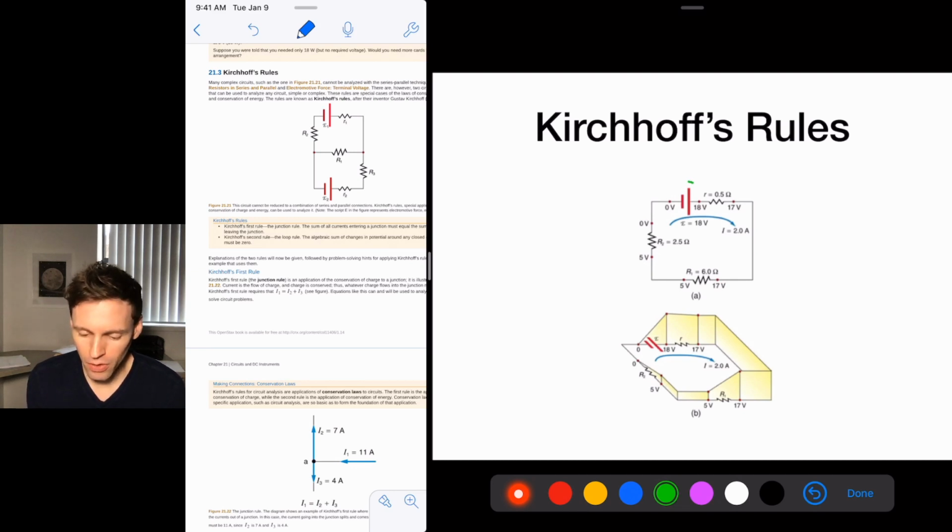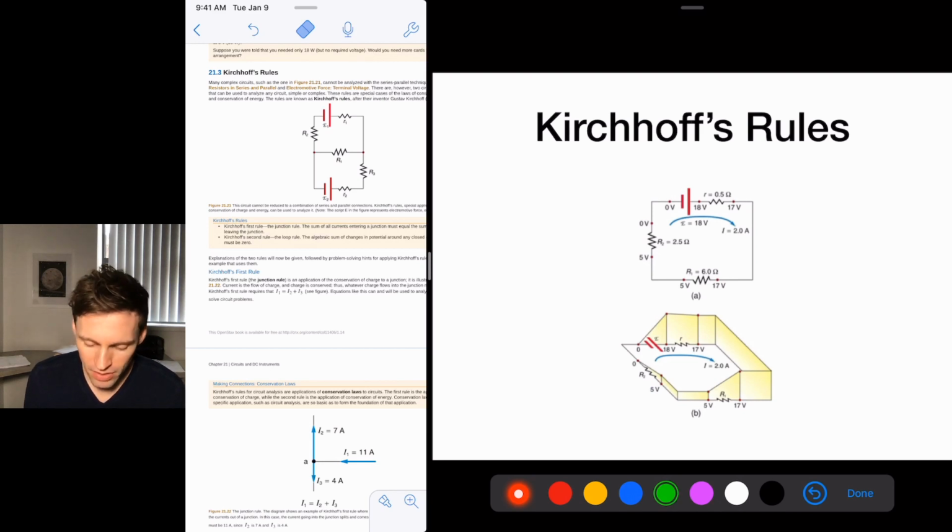So in other words, if your battery has an EMF of 18 volts, that has to equal the drops as I go around. From 18 to 17, we've got a 1 volt drop, plus the 5 volt drop there, well, that's a 12 volt drop, plus a 5 volt drop. You got 1 plus 12 plus 5, that's 18. So across that resistor is a 1 volt drop, across that resistor is a 12 volt drop, across that resistor is a 5 volt drop. So that's another way to figure out your voltage drops.